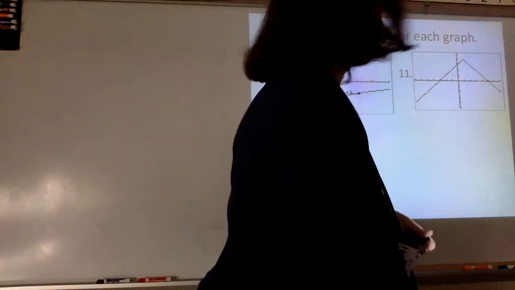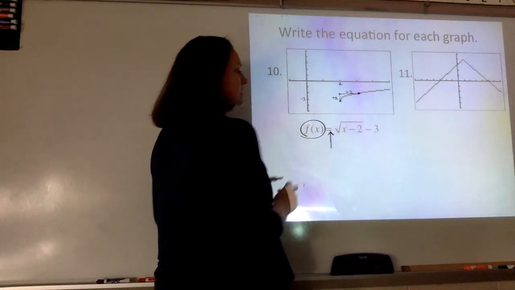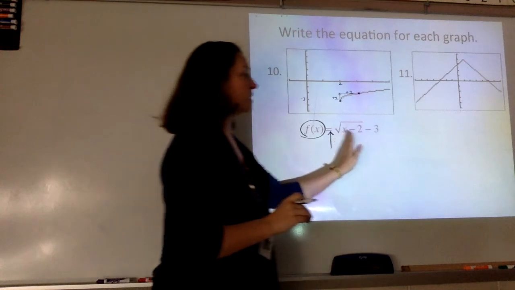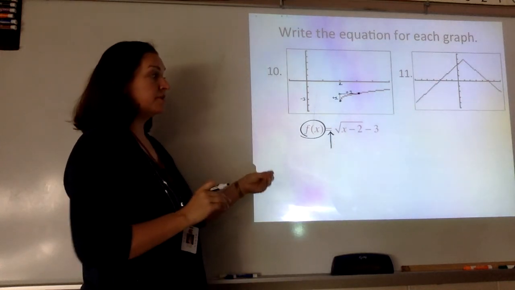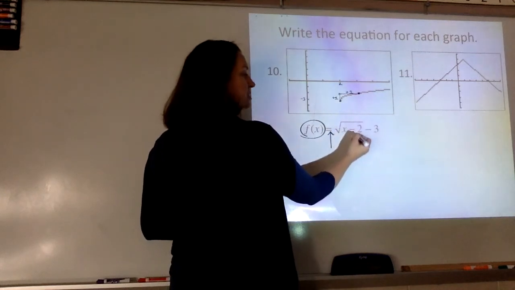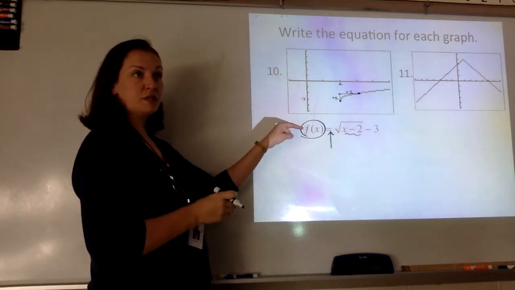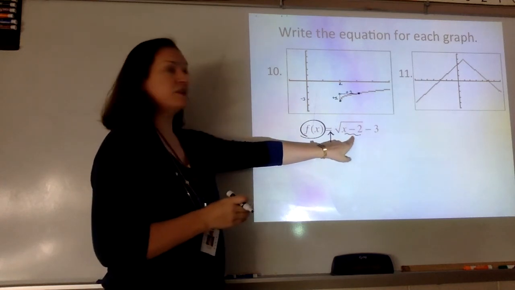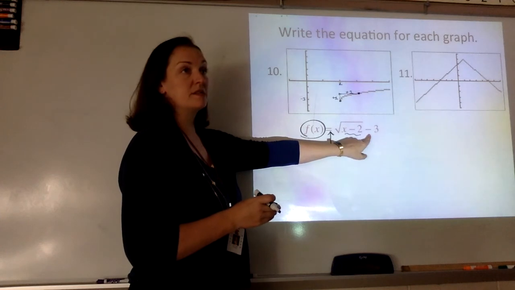Writing my function then, I'm going to say f of x equals. On a test or quiz, if you forget that and just write the rest of it, you will lose points. You are asked to write an equation. I used my square root function. Notice the x minus 2, I shifted it right 2, which means I need a negative 2 underneath the root, and then I shifted it down 3, which follows the sign, minus 3.